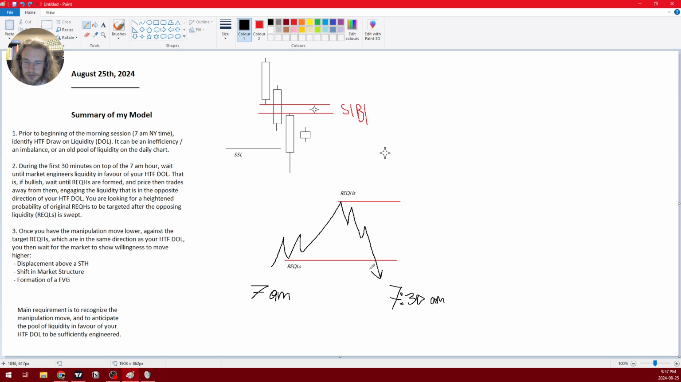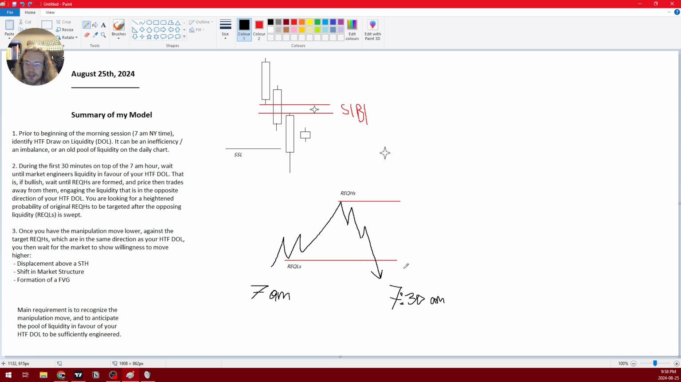So them selling into it, because an old level of support that is broken turns resistance, is what they're taught. They sell into it. Them selling is a perfect opportunity for the smart money to pick it up and wait until the real move is going to unfold. So smart money picks it up. Now, once this occurs, we're looking at a heightened probability of the original relative equal highs, these ones, being targeted after the opposing liquidity, the relative equal lows, is swept.